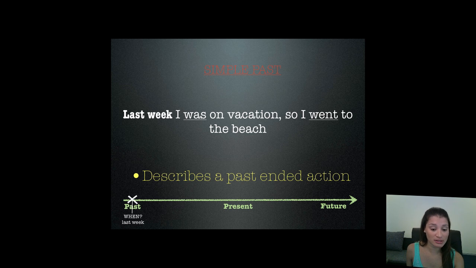So if you take a look at the timeline, you see that the sentence is located in the past. It's also very important to notice that if I ask you the question, when, you can tell me that this happened last week. I know exactly when you did this action in the past.